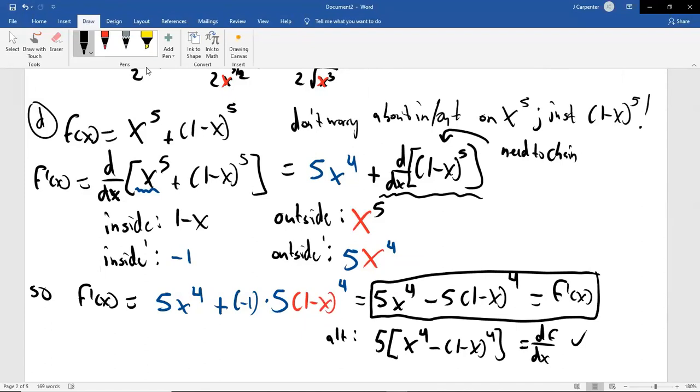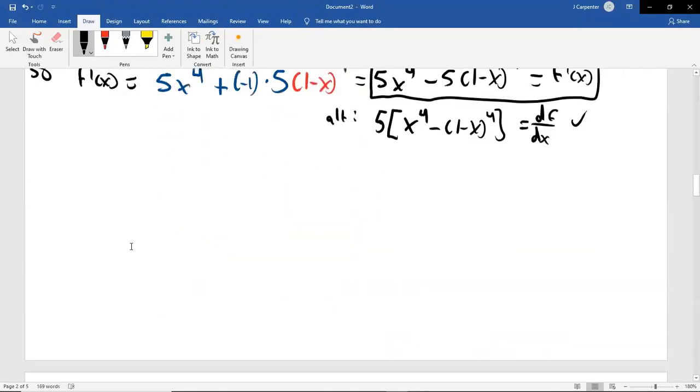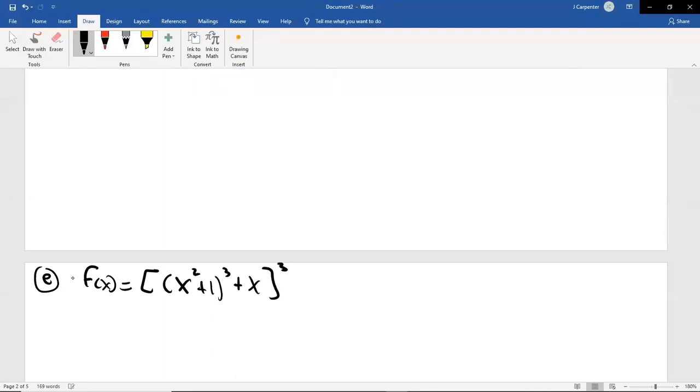All right, so let's step this up even more. I'm going to go ahead to the next page because I'm going to run out of room. I know I will. E. Let's now do f of x equals bracket, parentheses x squared plus 1, close it, cube it, then a plus x, then close the bracket, and have that be to the third power.